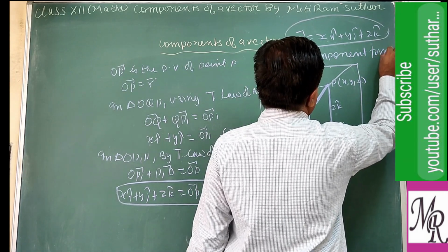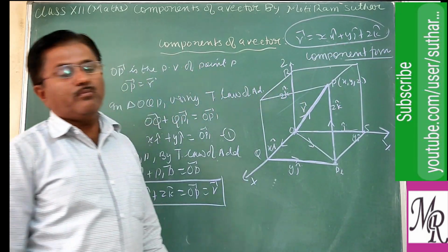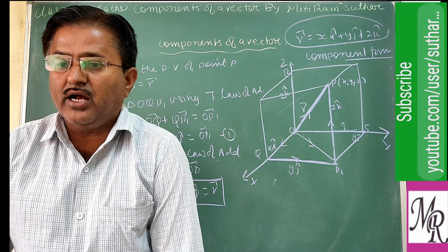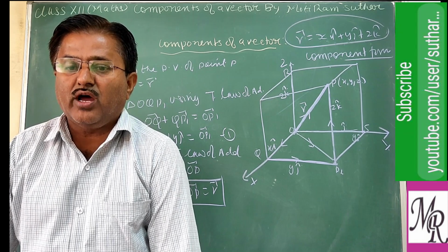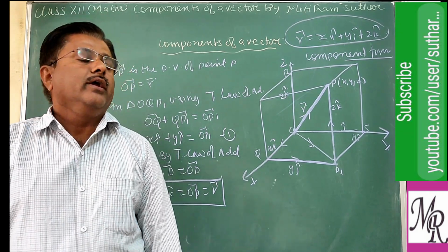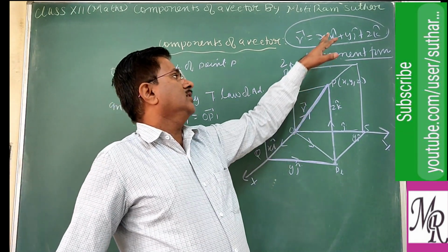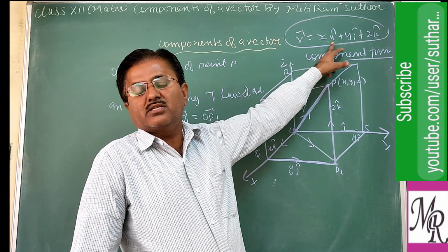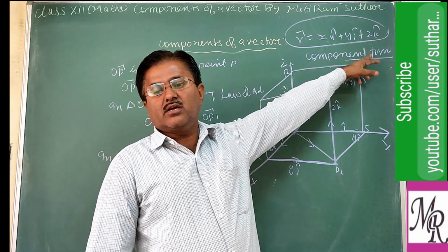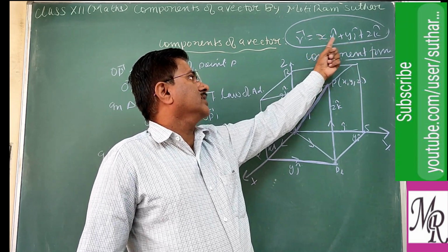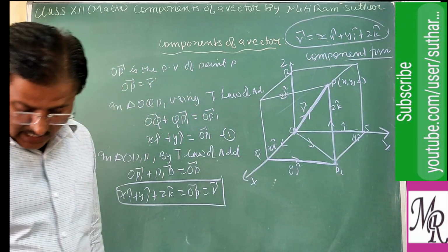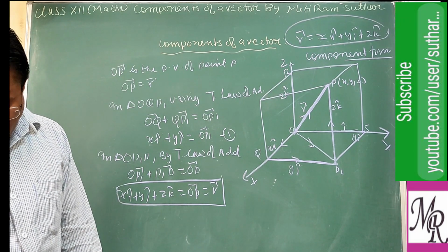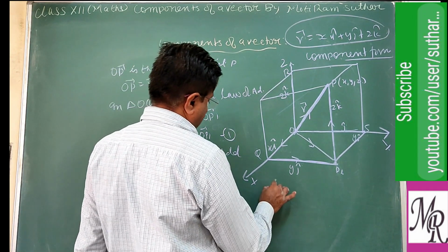Component form. So what is meant by the component form of a vector? It should be represented in terms of the x-axis, y-axis, z-axis, or in the form of unit vectors i, j, k multiplied by some scalars x, y, z. Here x, y and z are the scalar components.